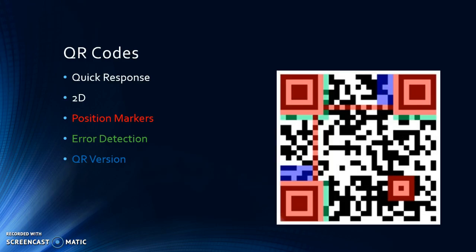Lastly, the blue area just tells the scanner what QR code version it is. So the lower the version, the smaller the amount of data and the smaller the QR code. Meaning just how many essentially pixels big or squares big the QR code is.